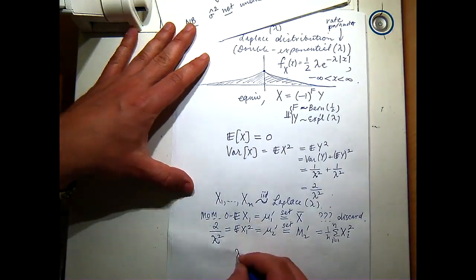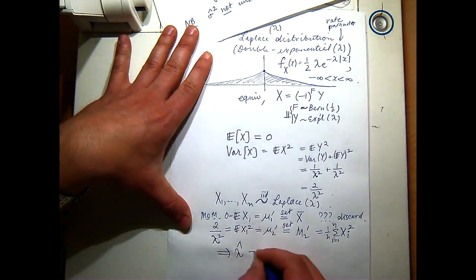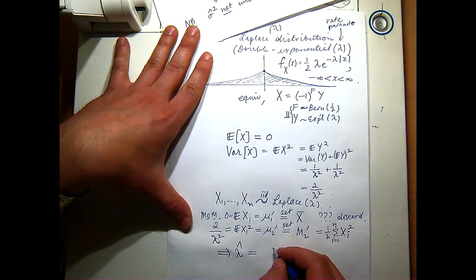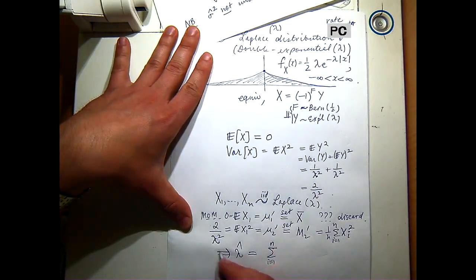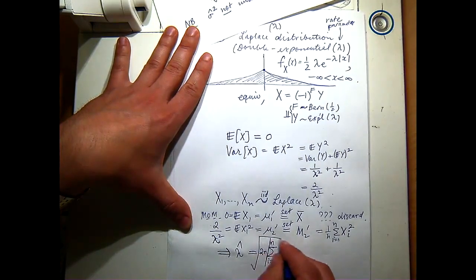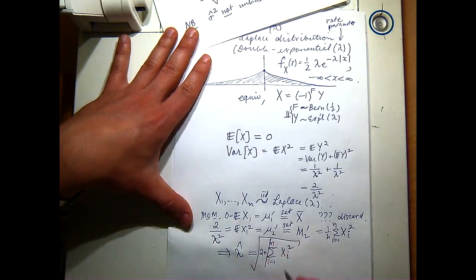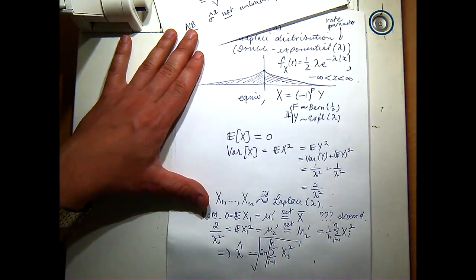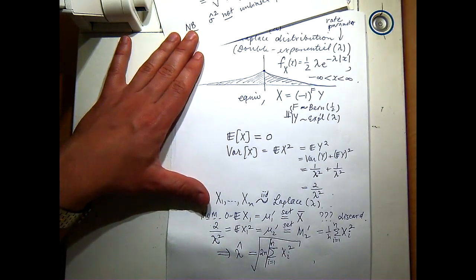So lambda hat is going to be found by taking the sum over i equals 1 to n. Actually, I'd better be careful: it's 2n divided by the sum from i equals 1 to n of x_i squared. But then I better take the square root. So that is the answer. Lambda hat is the square root of 2n over that.